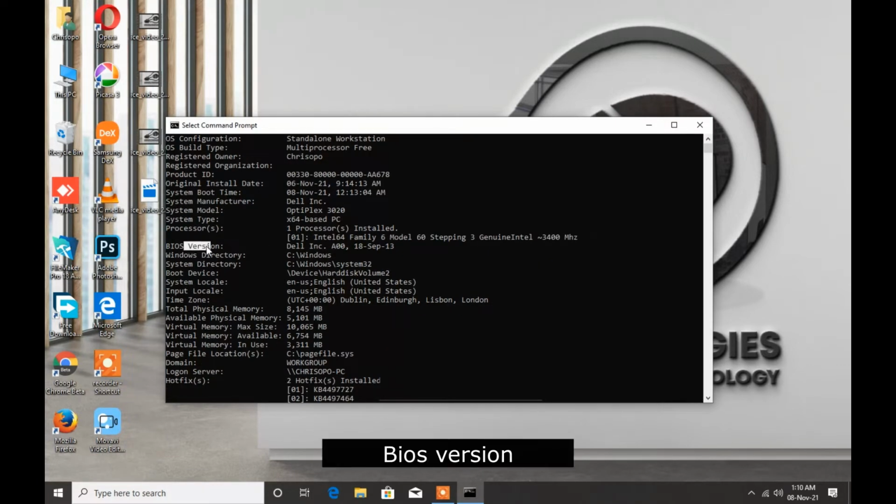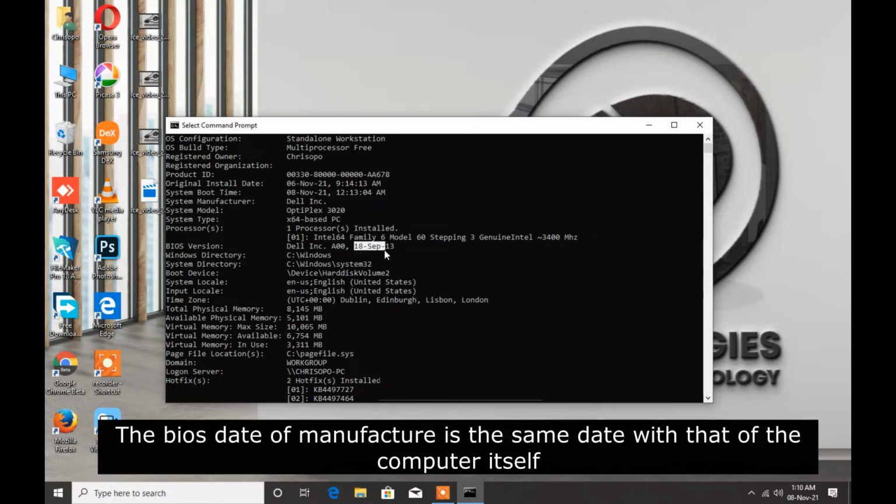BIOS version: the BIOS version is Dell A00. The BIOS date is 18 September 2013. The BIOS date is the same as the date of the computer, 18 September 2013. The BIOS version and the date of manufacturing of the BIOS are the same date as the computer.